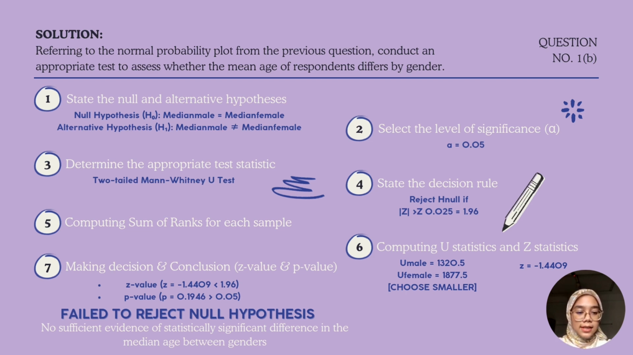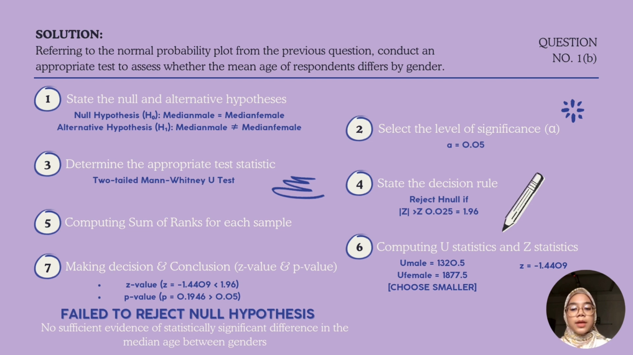U statistics and Z statistics. Since we conducted a two-tailed Mann-Whitney U test, there will be two U values. How do you know which value we will be using? We will only use the one that is smaller than the other one. In this question, we'll be using the male U value, which is 1320.5. By using this U value, we will now conduct the Z statistic test. After calculating, the Z score that we get is negative 1.4409.